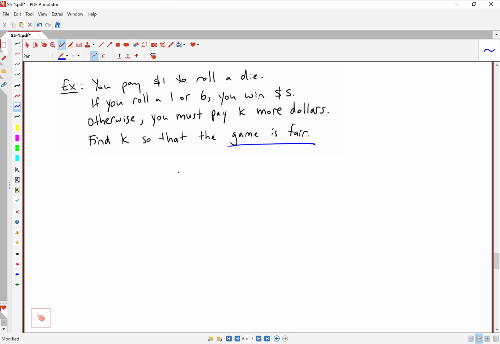So the plan for the problem is that we're going to build a table that looks like this. We'll list our different X values and our different probabilities. So if we're talking about whether or not a game is fair, it's your net winnings that you're interested in. So let's let X be the net winnings.